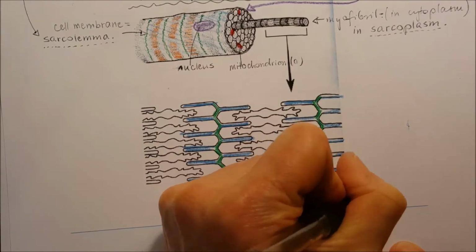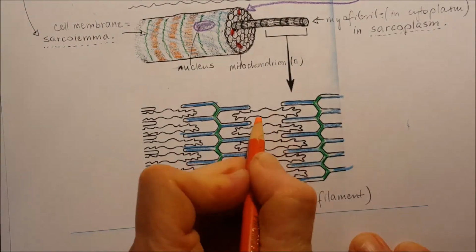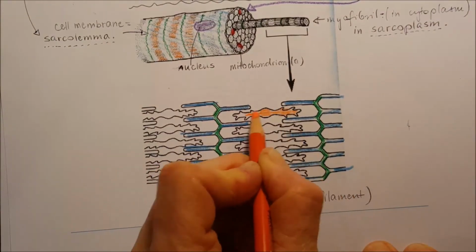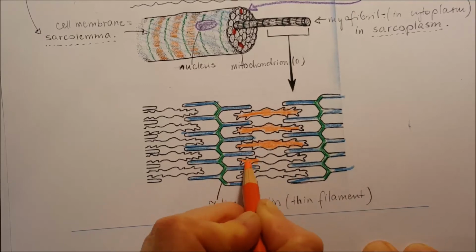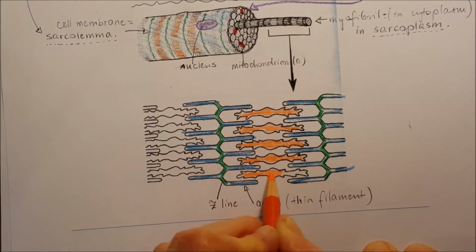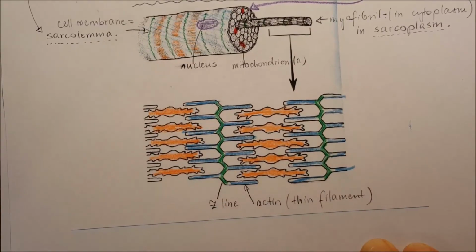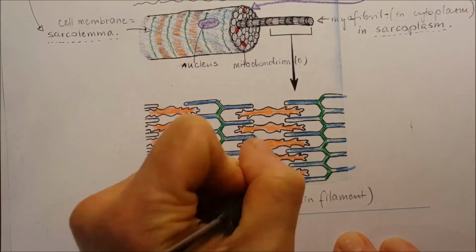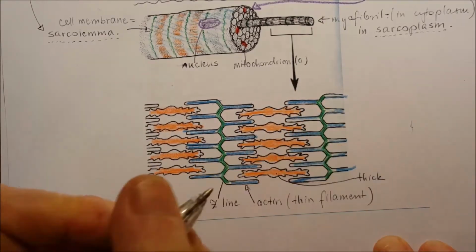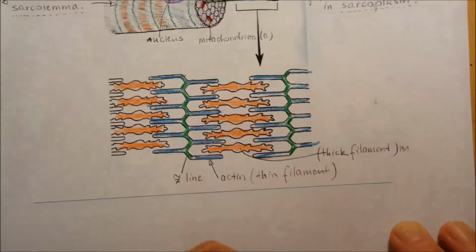Now, they are attached to the Z line, and the orange ones are, as you see, a little bit thicker than the blue lines, and they are the thick filaments instead of the thin filaments, and they have a special name also. They are the myosins. Myosin. They are made out of protein too.